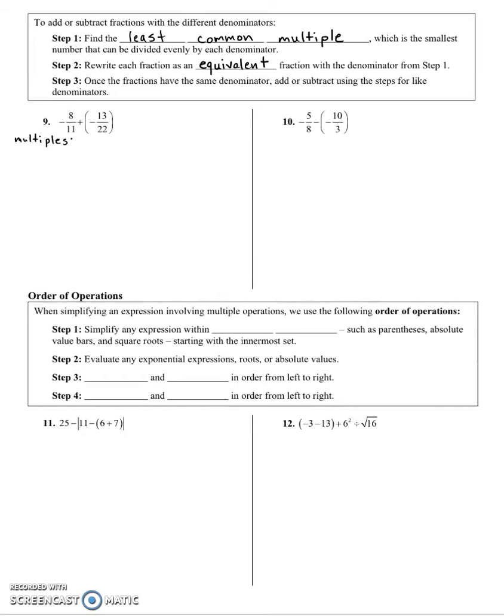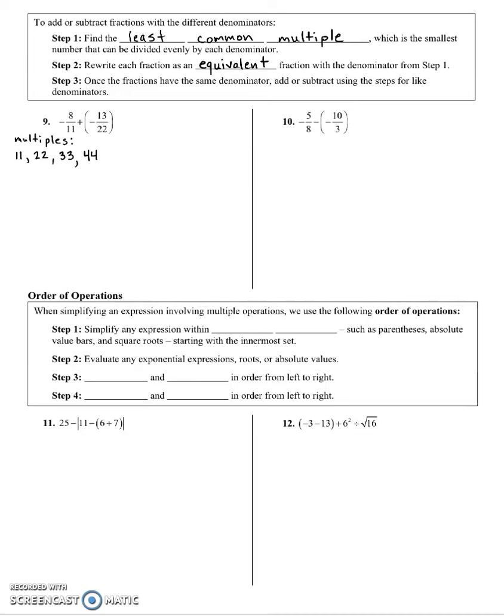For 11, 11 times 1 is 11. 11 times 2 is 22. 11 times 3 is 33. 11 times 4 is 44. Now you probably already noticed that we have a 22 here and we have a 22 in our second denominator. So that's probably going to be our least common multiple.